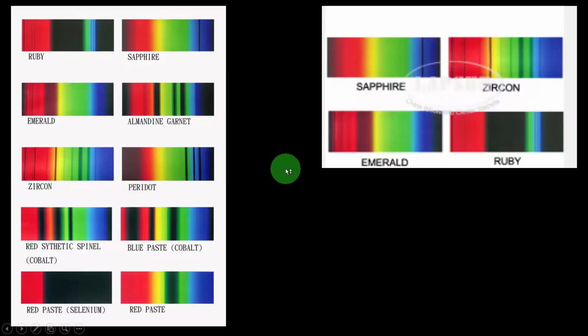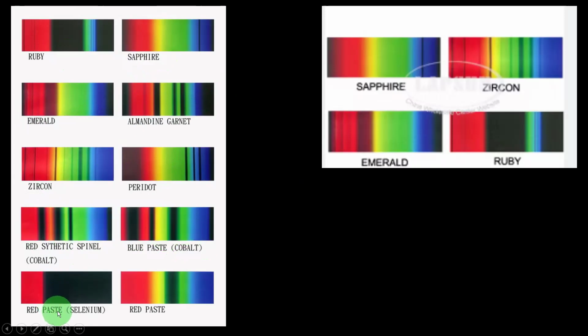Now you can understand what is checking. Now look here: ruby, sapphire, emerald spectrum, almandine garnet absorption spectra, peridot, zircon, synthetic spinel red, blue paste, cobalt. But this synthetic spinel is cobalt spinel. Synthetic cobalt spinel. Then the blue paste, cobalt is there. See the difference.